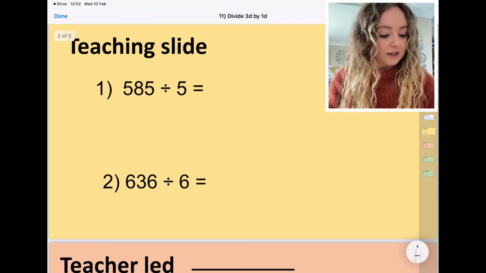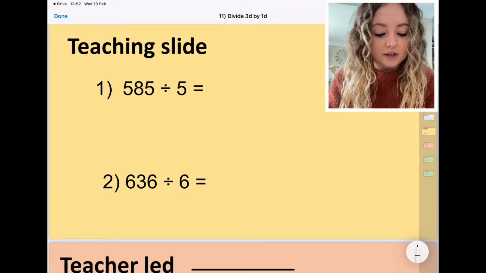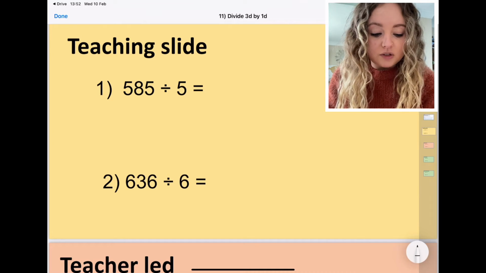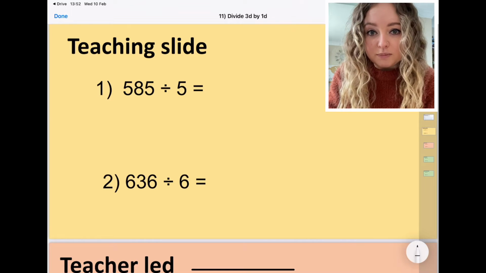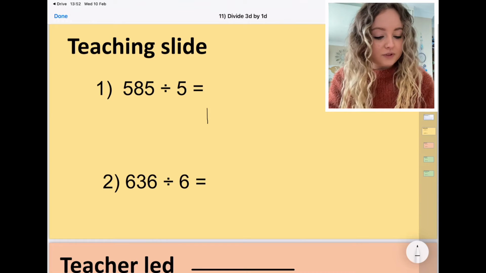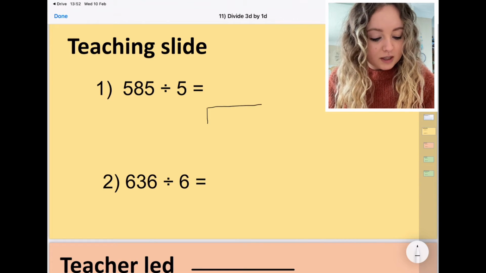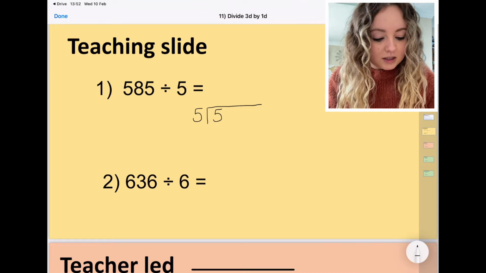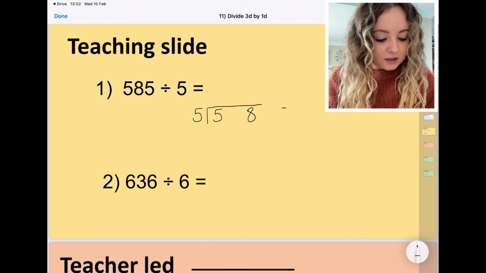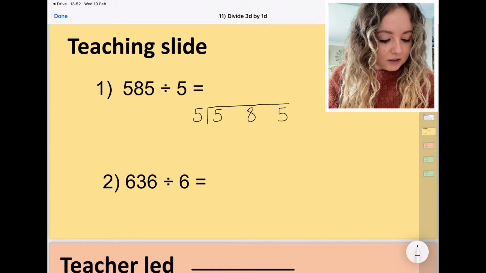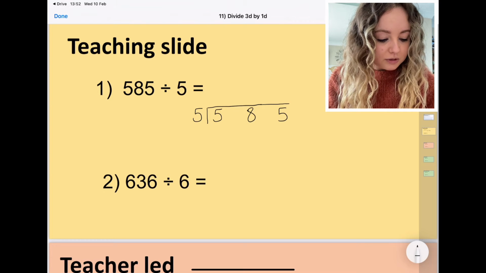Okay, let's start then. So our teaching slide, we're doing 585 divided by 5. That first step is to write it out in the bus stop method. We're dividing by 5, so that goes on the outside. Then we've got 585 to go in our bus stop.